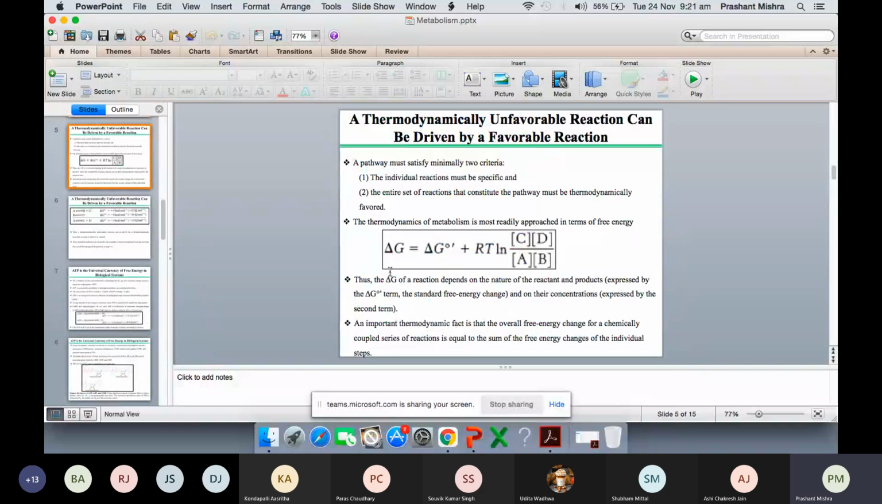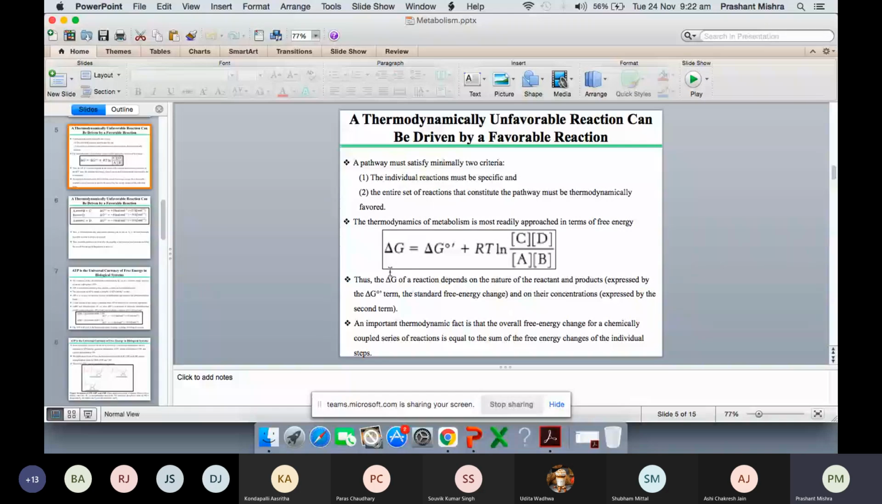Now the question comes, how does this reaction occur? Do we have all the reactions which are thermodynamically favorable? The answer is that even in a metabolic process, if there is a reaction which is unfavorable, it can be driven by a favorable reaction. So let us talk about this concept. I will give you some simple examples and explain it to you.